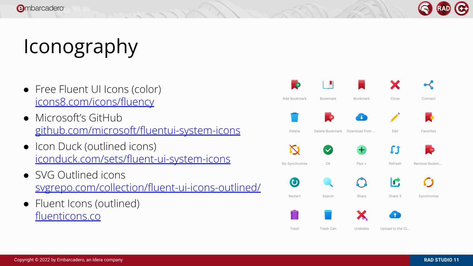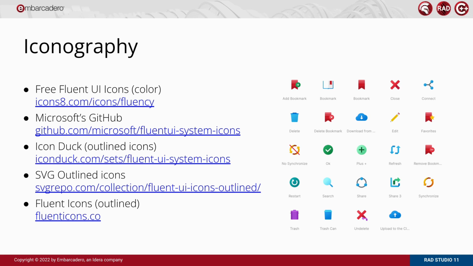Microsoft's GitHub. From what I saw, those are all the regular outlined icons. They don't have the colored icons, and there are advantages to both. Sometimes you want the plain outlined ones, which is all the rest of these in the list, just the simple outlines. But sometimes you do want colored icons. And if you do want color icons, those are available through Icons8. And the rest of those are free resources for outlined icons.